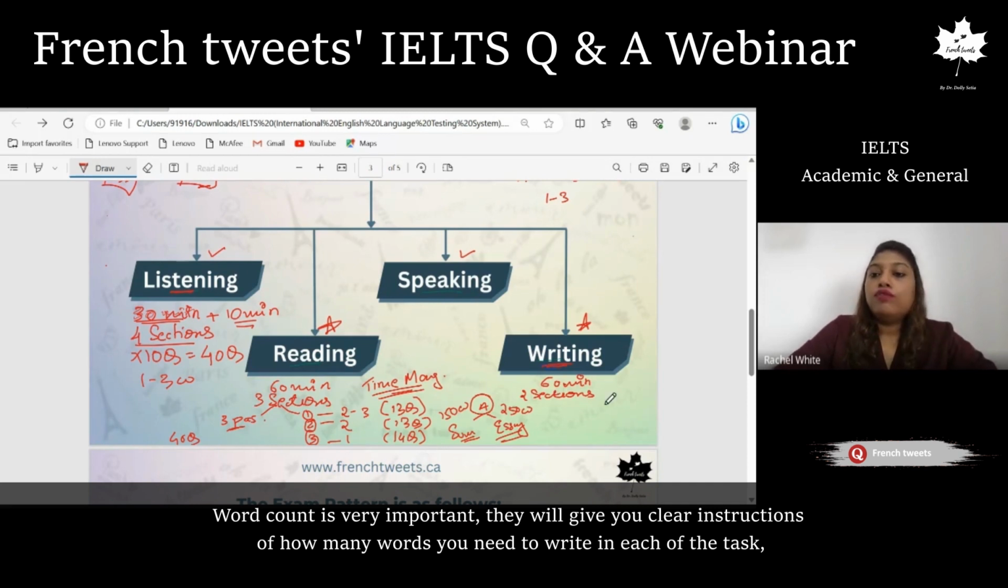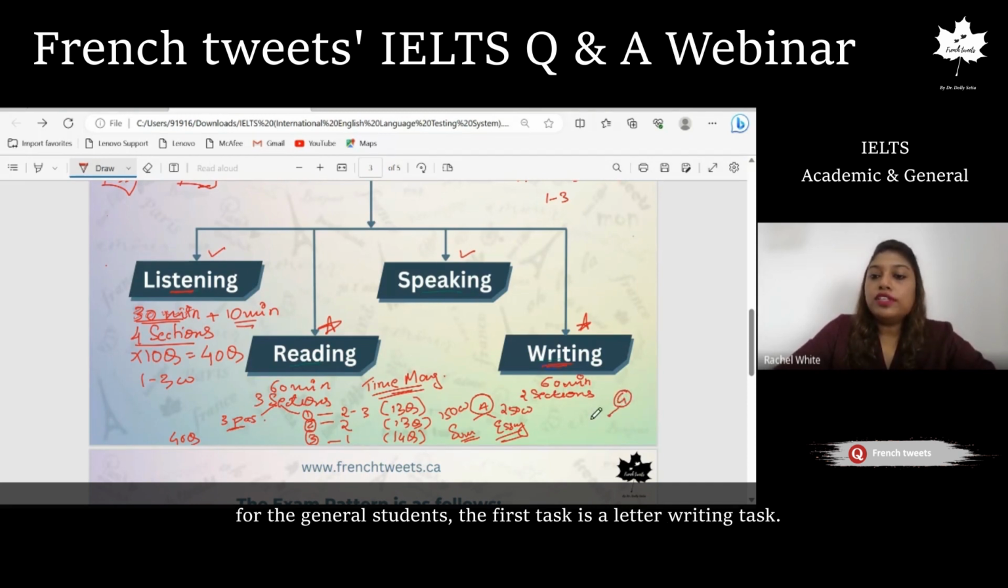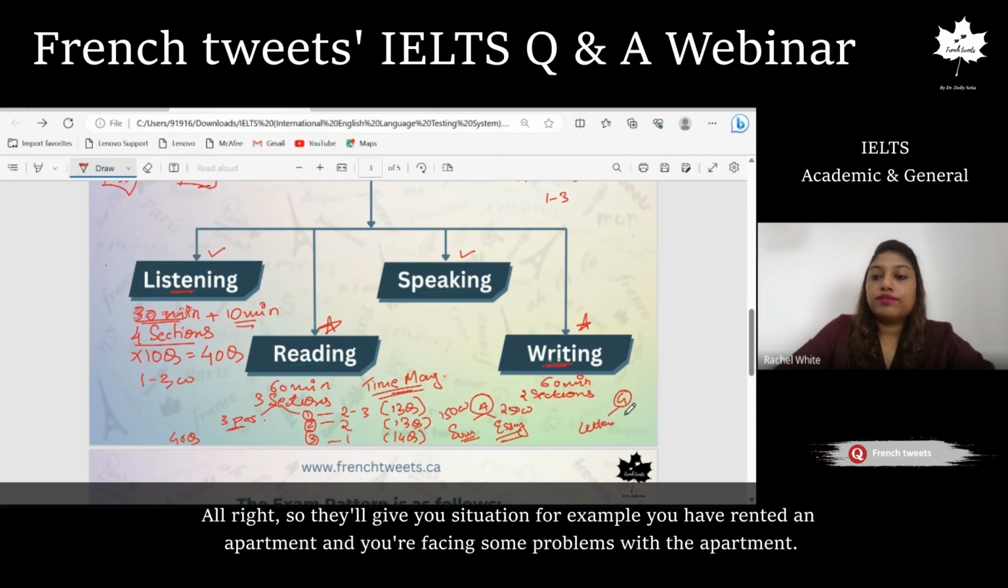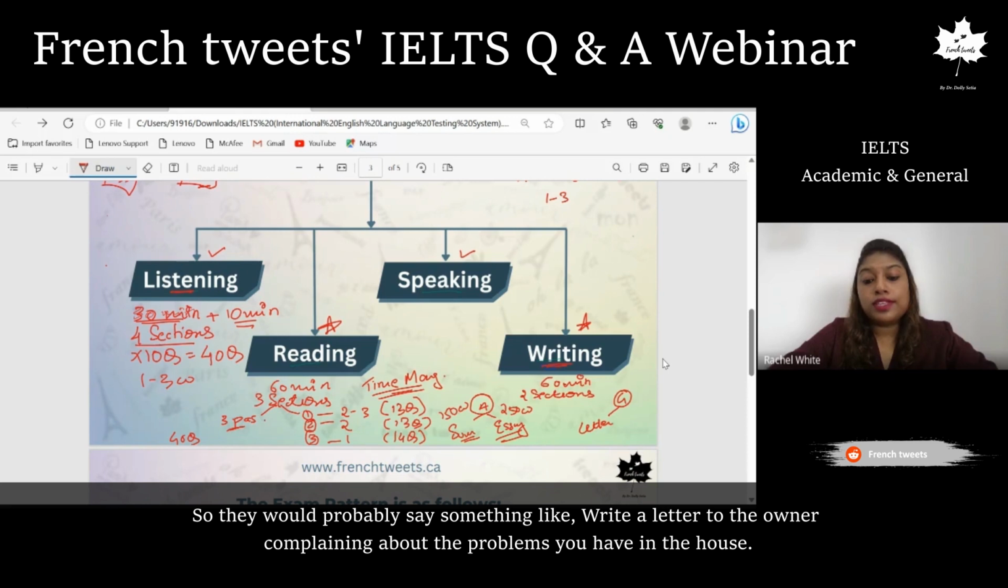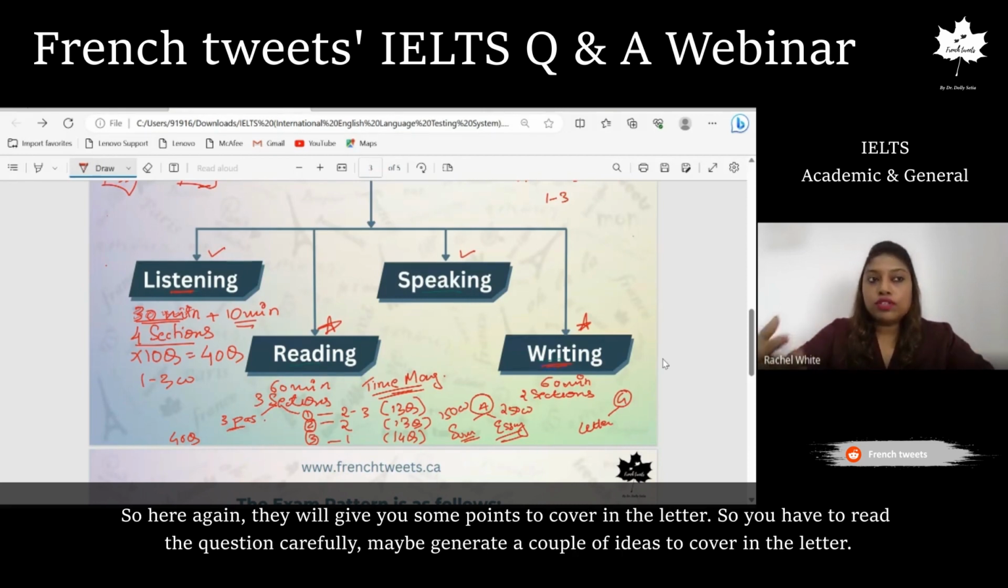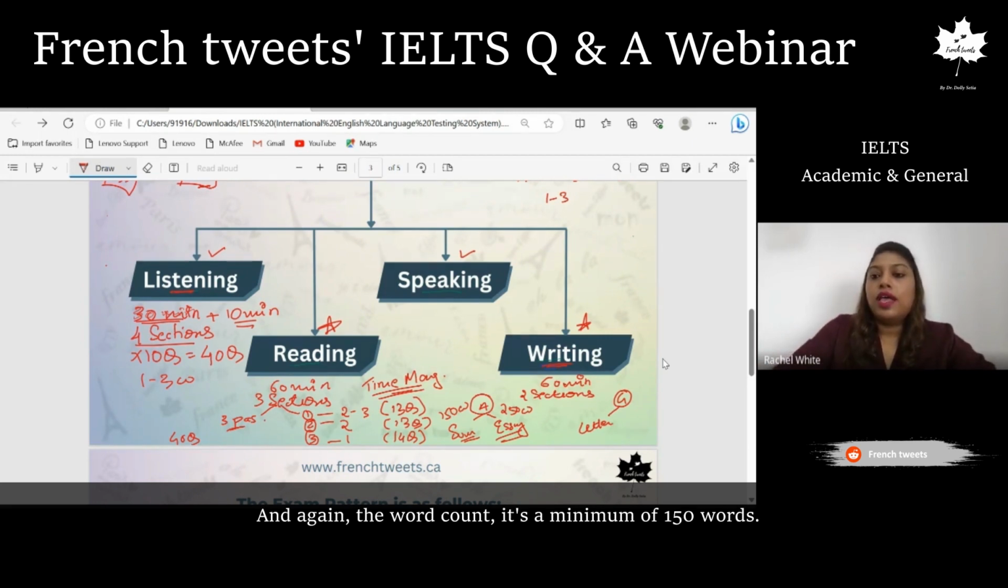Okay, fine. Now for the general students, the first task is a letter writing task. All right, so they'll give you a situation. Like say, for example, you have rented an apartment and you're facing some problems with the apartment. So they would probably say something like, write a letter to the owner complaining about the problems you have in the house. Okay. So here again, they will give you some points to cover in the letter. So you have to read the question carefully, maybe generate a couple of ideas to cover in the letter. And again, the word count is a minimum of 150 words. Okay, that's a letter writing task.